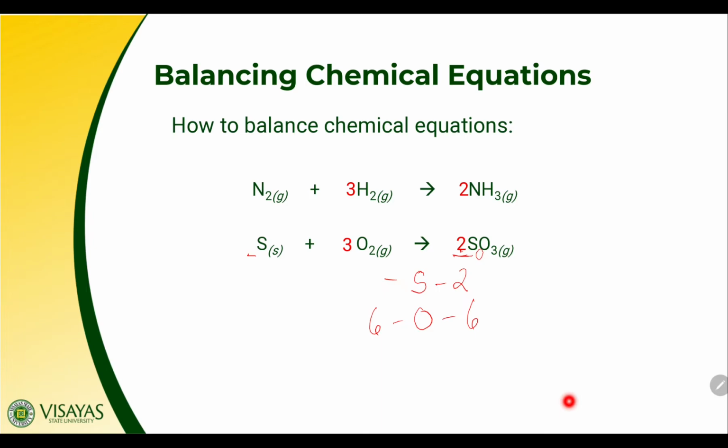So we have to add a coefficient 2 for sulfur on the left side of the equation so as to balance our equation. So this is now the balanced chemical equation.